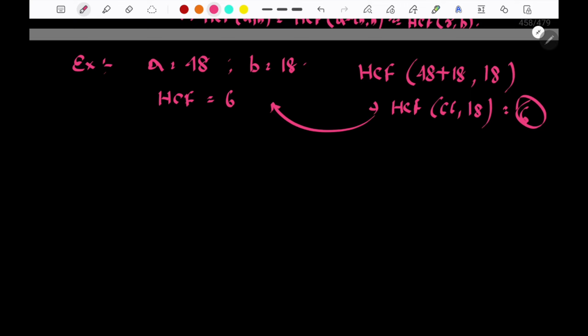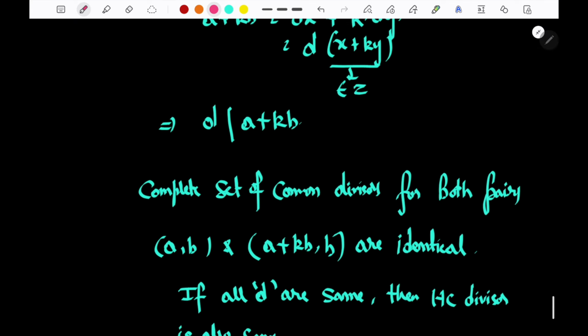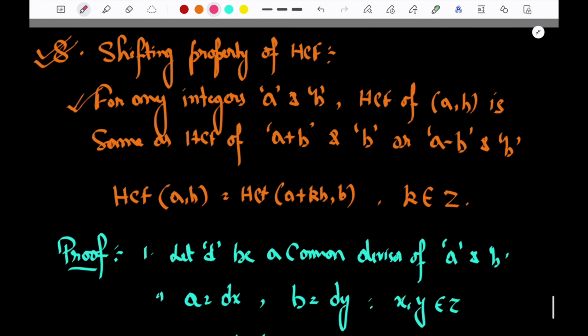Now even if we check HCF of 48 minus say 2 into 18 comma 18, again it will be same. Let's check out HCF of 12 comma 18, and that is again 6. So the property always holds true. Done. Very important property.